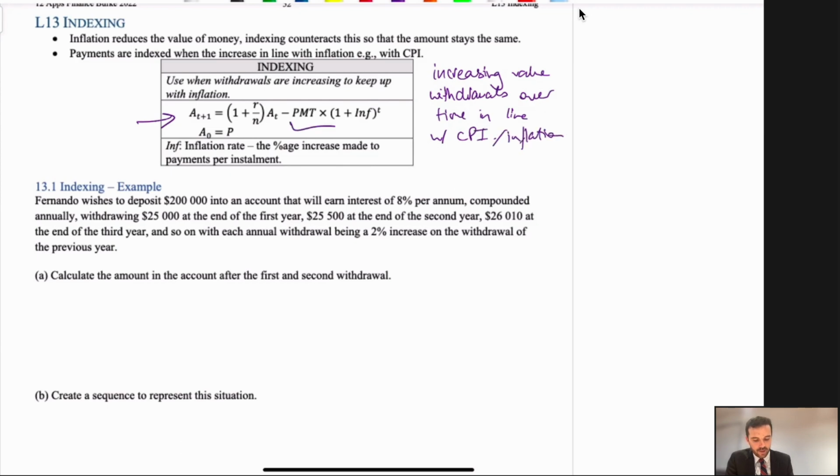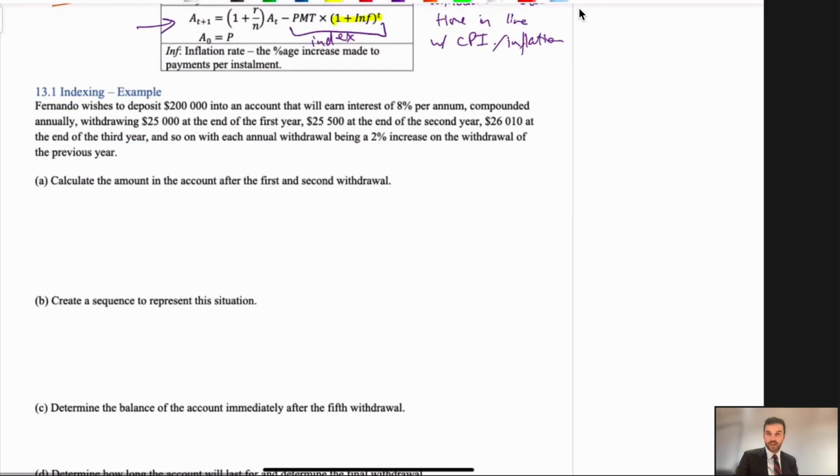Okay, now this chunk here, this is the withdrawal chunk. This is the bit where it takes into account the indexing. Specifically, this bit here, the INF stands for inflation rate. This is the part that's increasing your payment over time. Okay, so we're going to have a look at this example and we're going to use this indexing rule. You may know that whenever you see indexing, there's no finance app here. Okay, so we're going to be using our recursive rule instead. So let's have a look at this example.